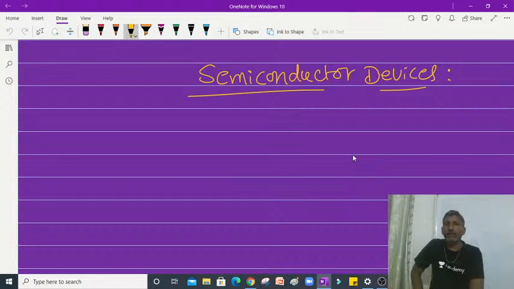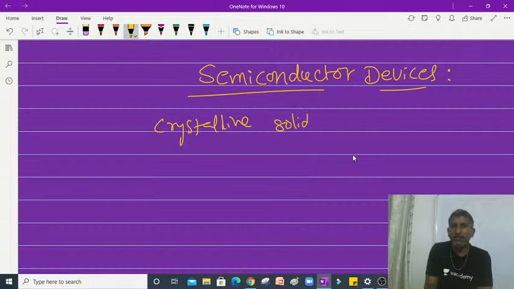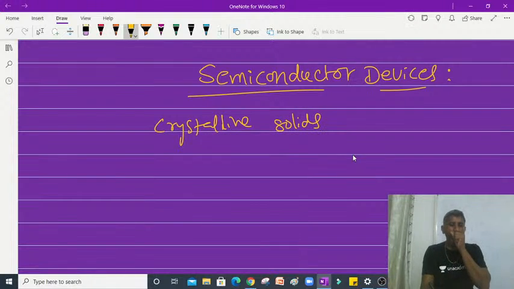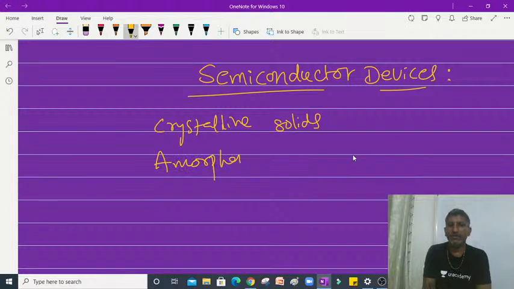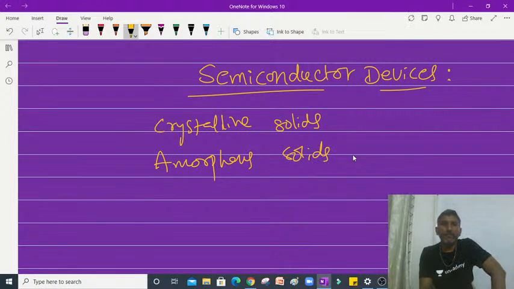Based on electrical properties, we are classifying the solids. Solids are of two kinds: crystalline solids and amorphous solids. Solids can be divided based on what? Based on the periodicity of arrangement of atoms.